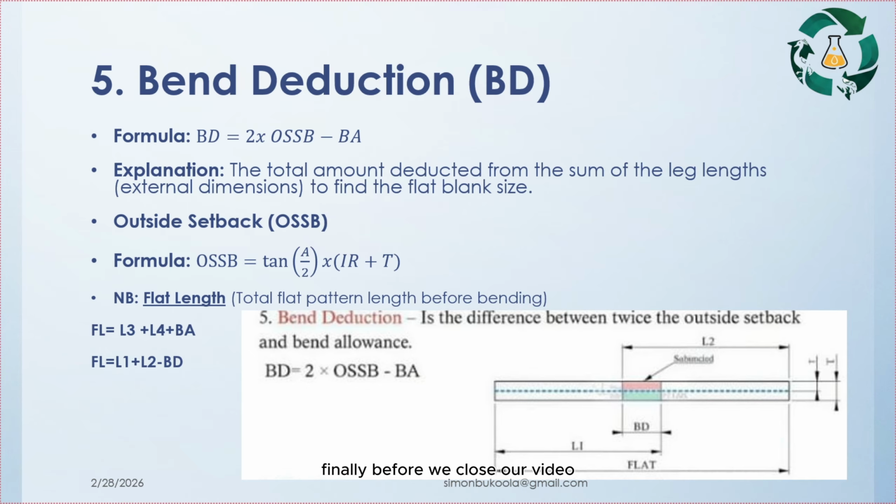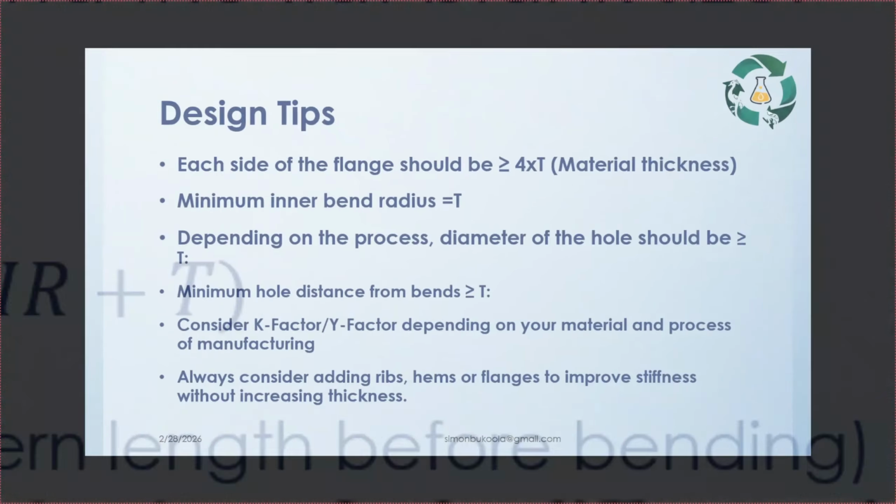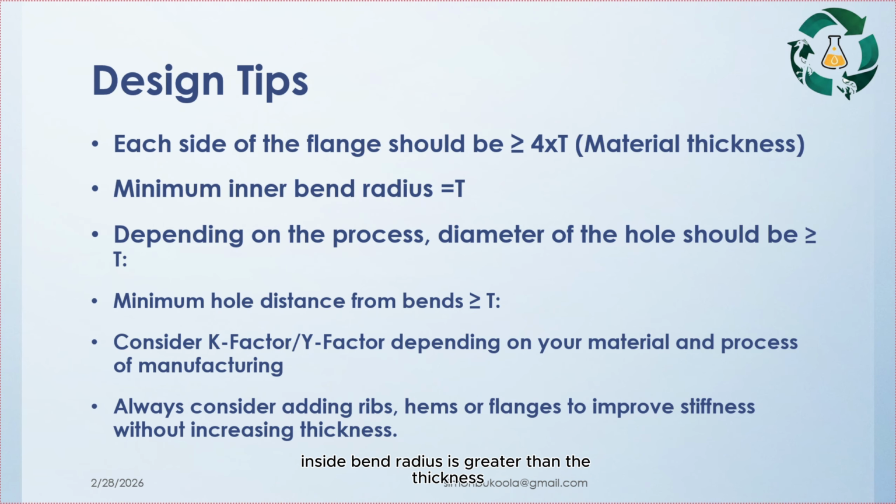Finally, before we close our video, let us look at the design tips. You should make sure the minimum inside bend radius is greater than the thickness. This helps to avoid cracking. That's point number 1. Flange length must be greater than 4 times the thickness. The holes' diameter must be greater than the thickness, and they must be more than the thickness away from the bends.